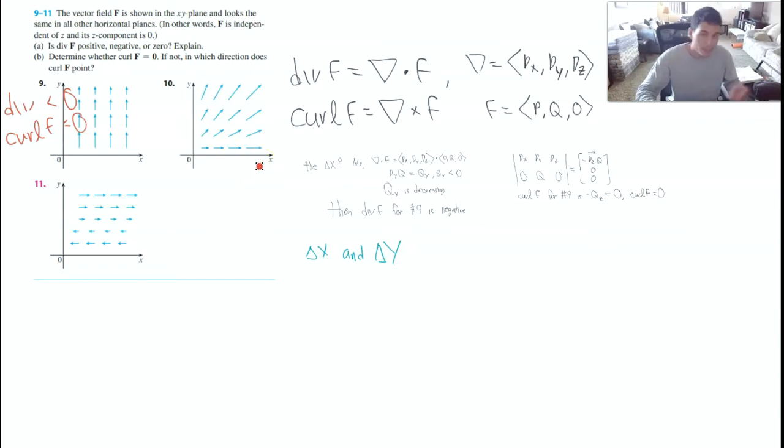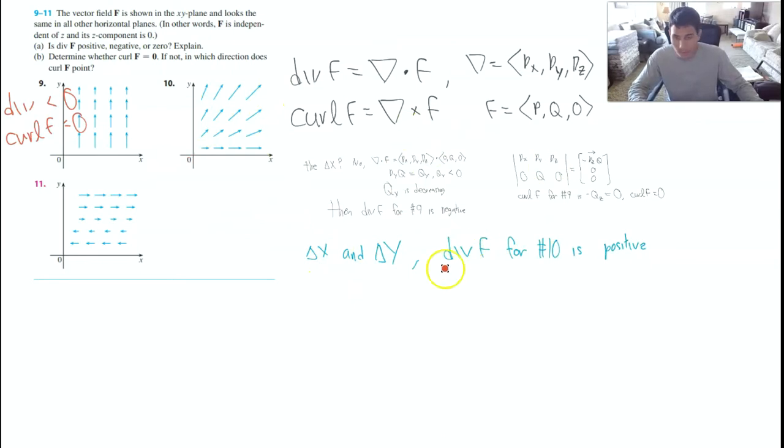So this already tells us that div of f for number 10 is positive. Okay, that's nice to know. That's all we needed right there. You could just visually see it. Same logic applies. Okay, how about the curl?